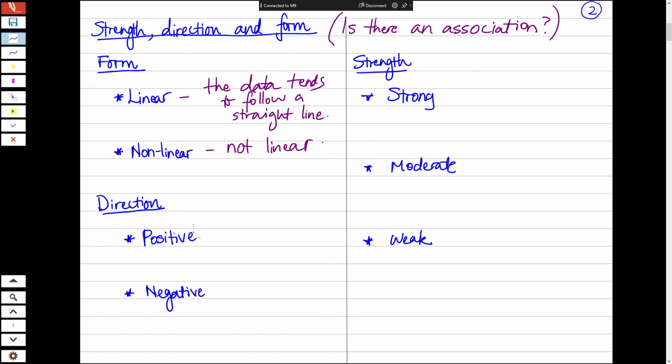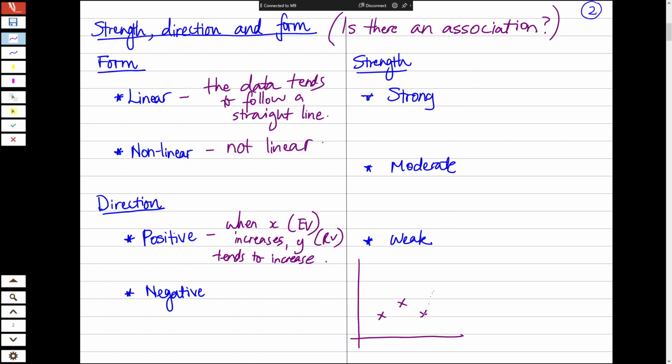So positive means when x, your EV, increases, y, your response variable, tends to increase. So let me give you a couple of examples. In here, the data is not on a straight line, but it's approximately on a straight line. And what I'm noticing is as I go in this direction, the y values tend to go up. This will be an example where the direction is positive.